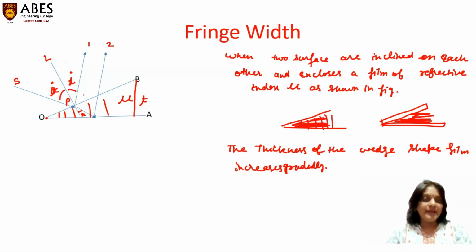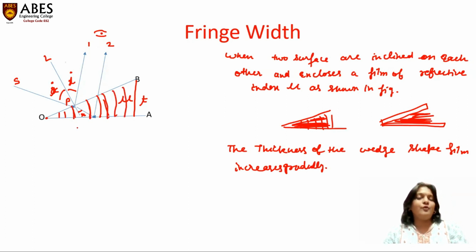So these are the two coherent sources. When we view the interference phenomena from the upper surface, we will observe some fringes formed. So we will find the fringe width of the fringes which are formed due to interference.